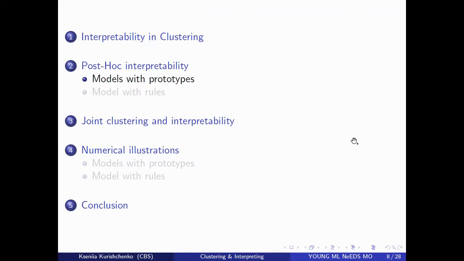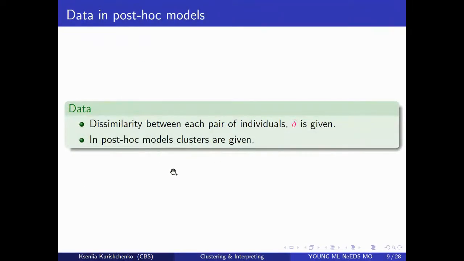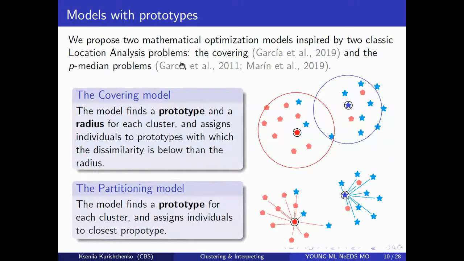So let me go to the post-hoc interpretability. As data, we have the dissimilarity measure between each pair of individuals, and also clusters are given. So clusters can come from other clustering procedures. And we propose two mathematical optimization models here, inspired by classical location analysis problems. So we develop the covering model, and this model finds a prototype and also a radius, and explains each individual inside of this radius by this prototype. The partitioning model finds only the prototype and explains individuals by the prototype.